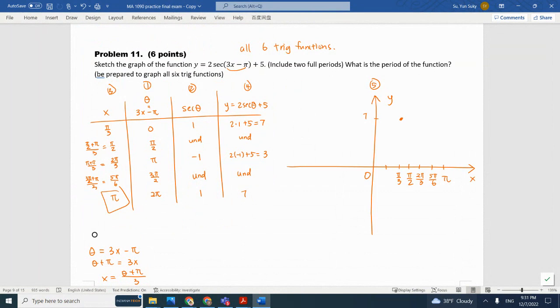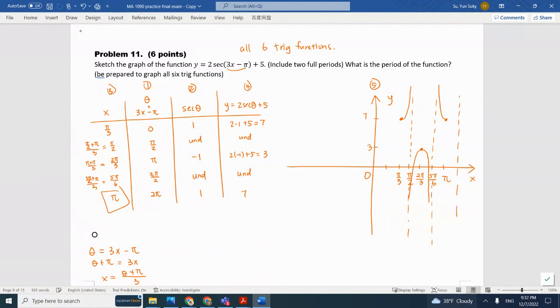And then pi over 2, undefined. Draw a dashed line. 2 pi over 3, 3. So 3 here. 5 pi over 6, undefined. At pi is 7. Okay, now start. The top point is always up. The bottom point is always down. Okay, so up, down, up, down, up, down.